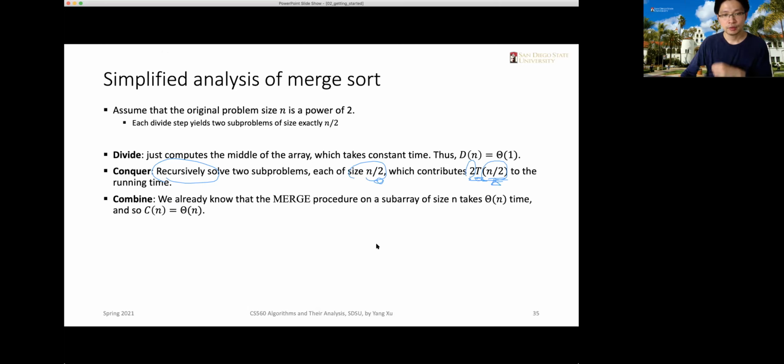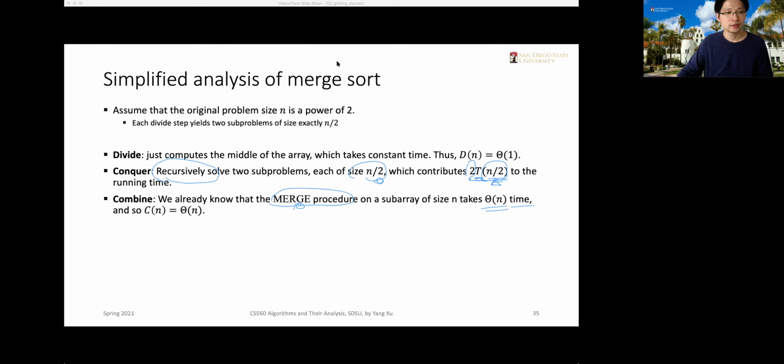We already have the information that the merge procedure has Big-Theta of n running time, right? Because the merge procedure is basically a for loop that goes through all the positions within the input sequences. So it's not that complex in terms of running time. We can represent the running time of the merge procedure as a linear function.